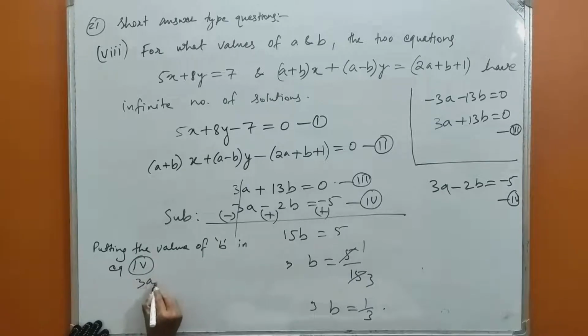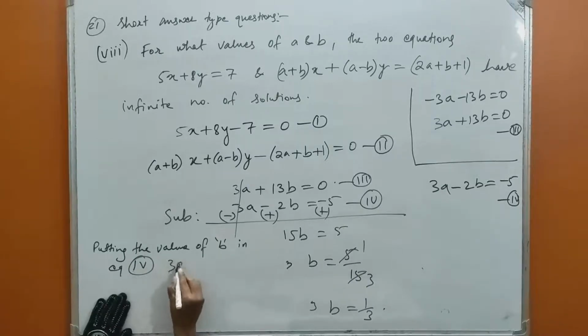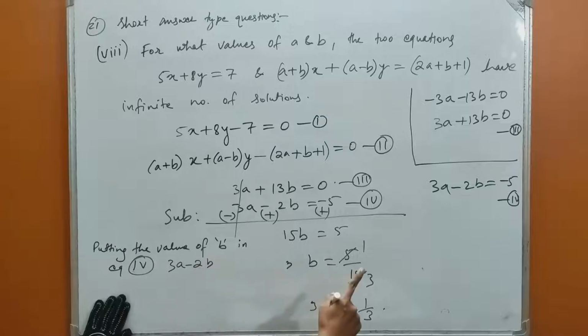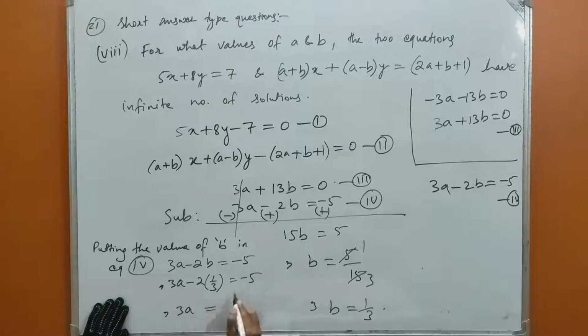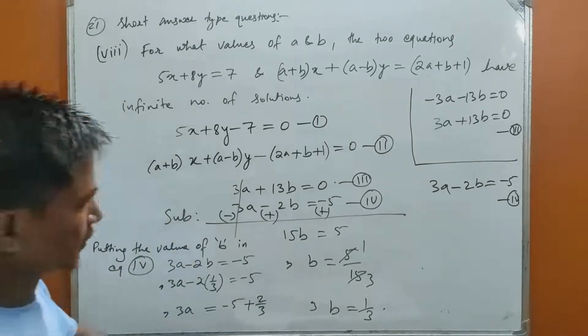3A minus 2B, isn't it? 3A minus 2B equal to minus 5. So 3A minus 2B means 1 upon 3, 1 upon 3 equals to minus 5. Or 3A equals to minus 5, 2 1s are 2, 2 upon 3, minus 2 upon 3, isn't it? If you take it to the right hand side, it becomes plus 2 upon 3. So 3A equals to plus 2 upon 3.